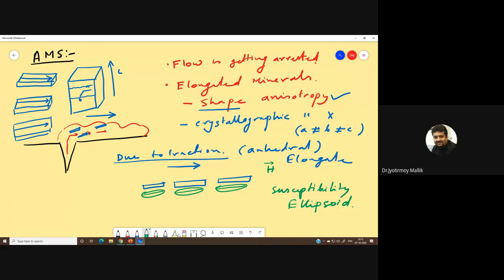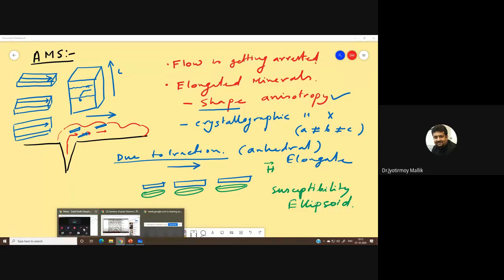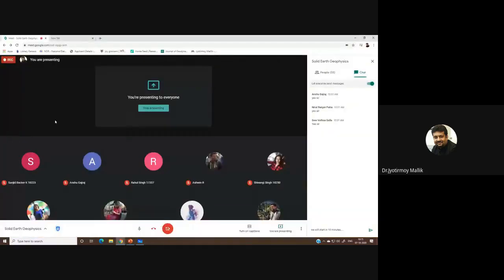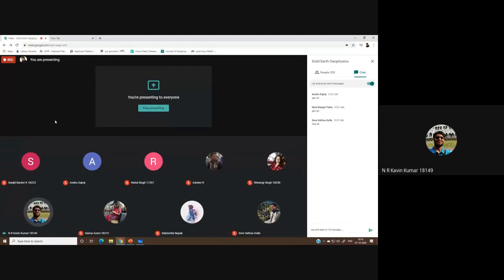Up to this, is this clear for you, everyone? Can someone just confirm what I just discussed? Is it clear? Sir, why is the susceptibility ellipsoid an ellipsoid? Why is it elliptical in shape?